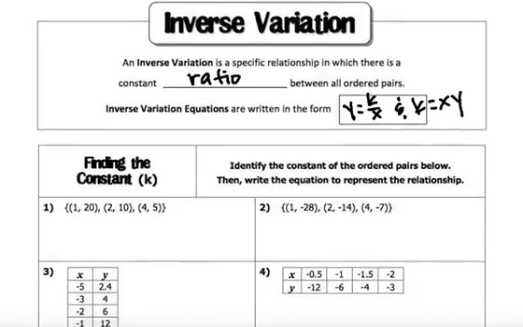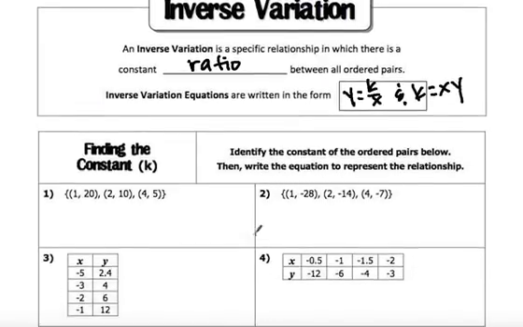So if I'm finding the constant of variation, which is my k, I need to use k equals xy since it's an inverse. So all I have to do for this is I say k equals 1 times 20. Remember, the first number is my x, second number is my y. So 1 times 20 gives me 20. Now I have to check my other points and make sure that they work out. So 2 times 10 is 20, that works. 4 times 5 is 20, so that works. So if k is 20, and I know that this is an inverse, I'm going to say that my equation would be y equals 20 over x.